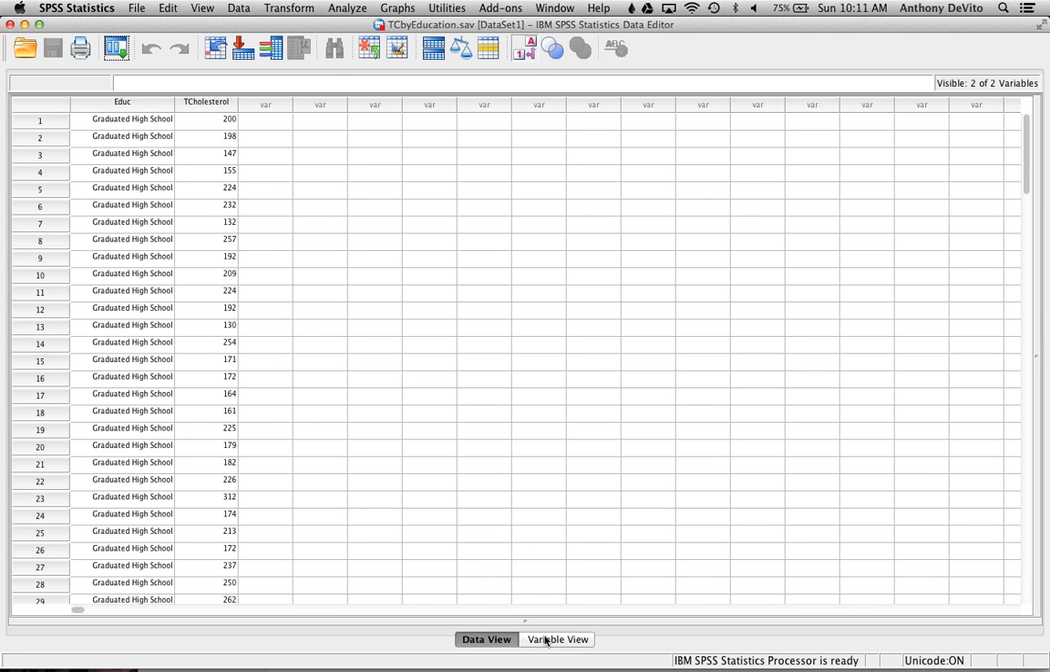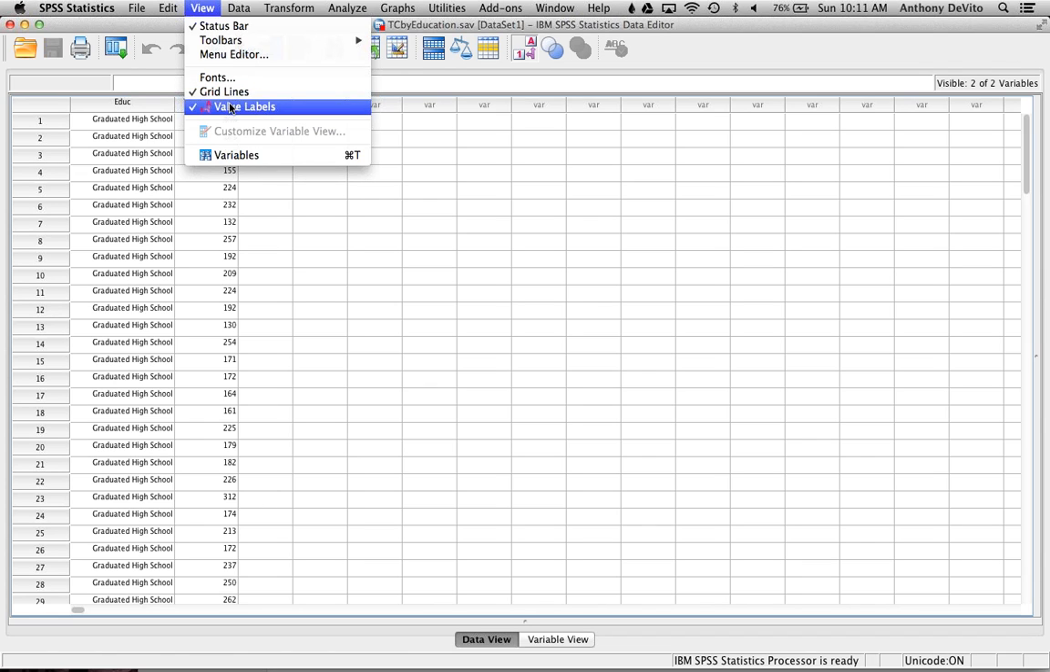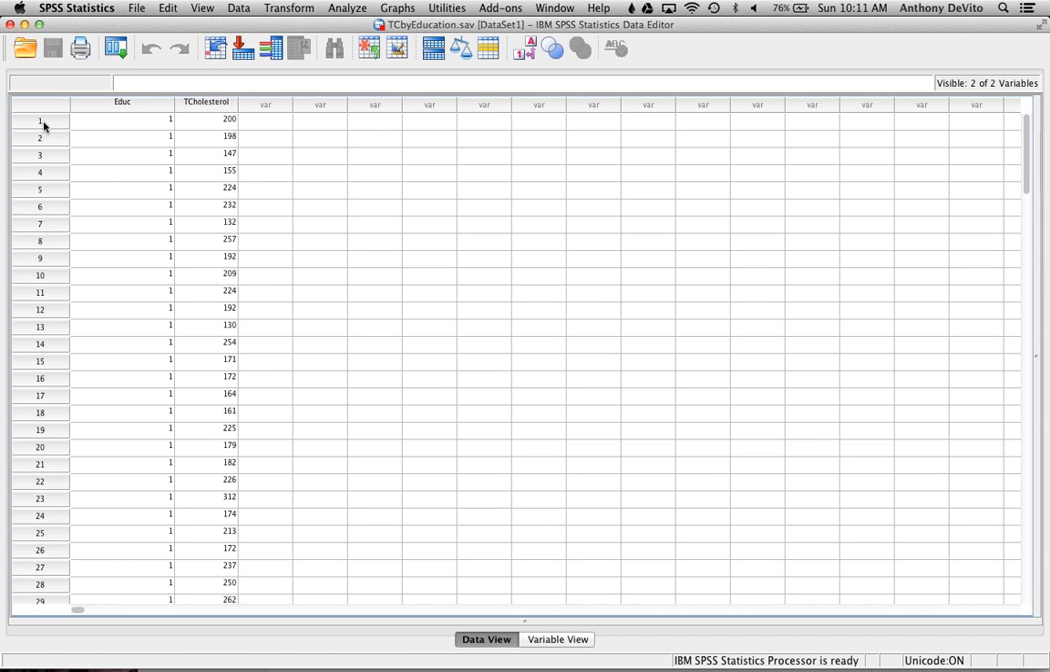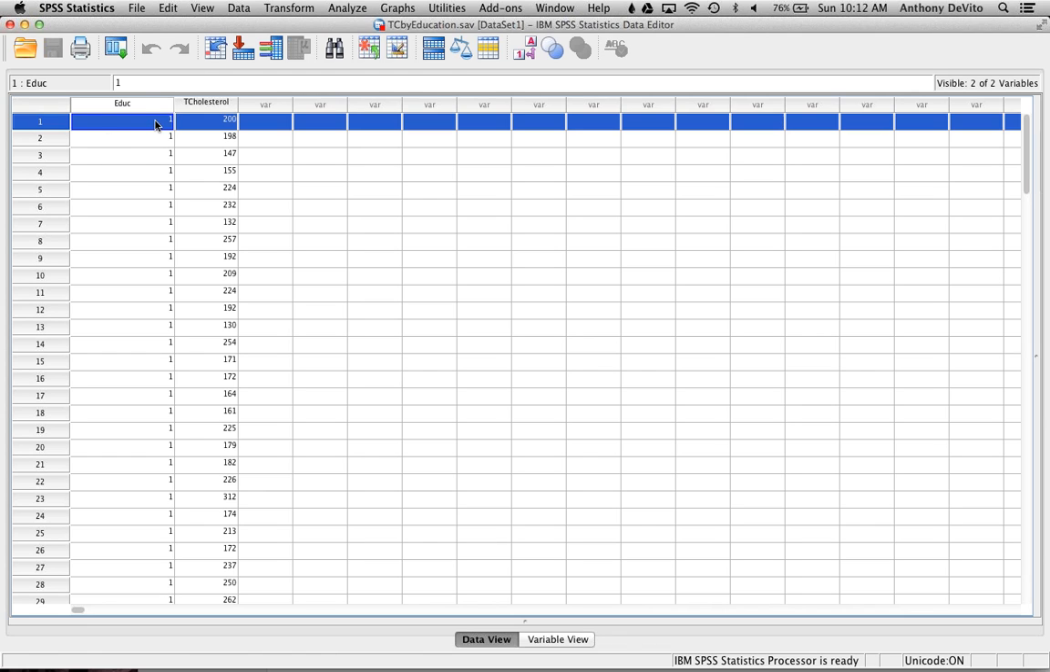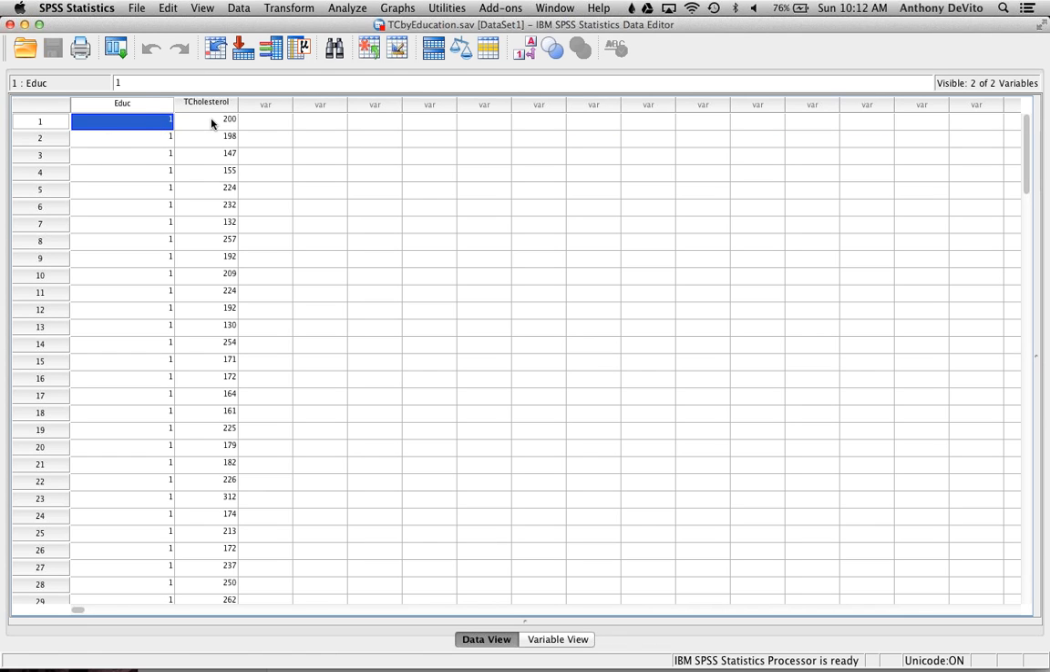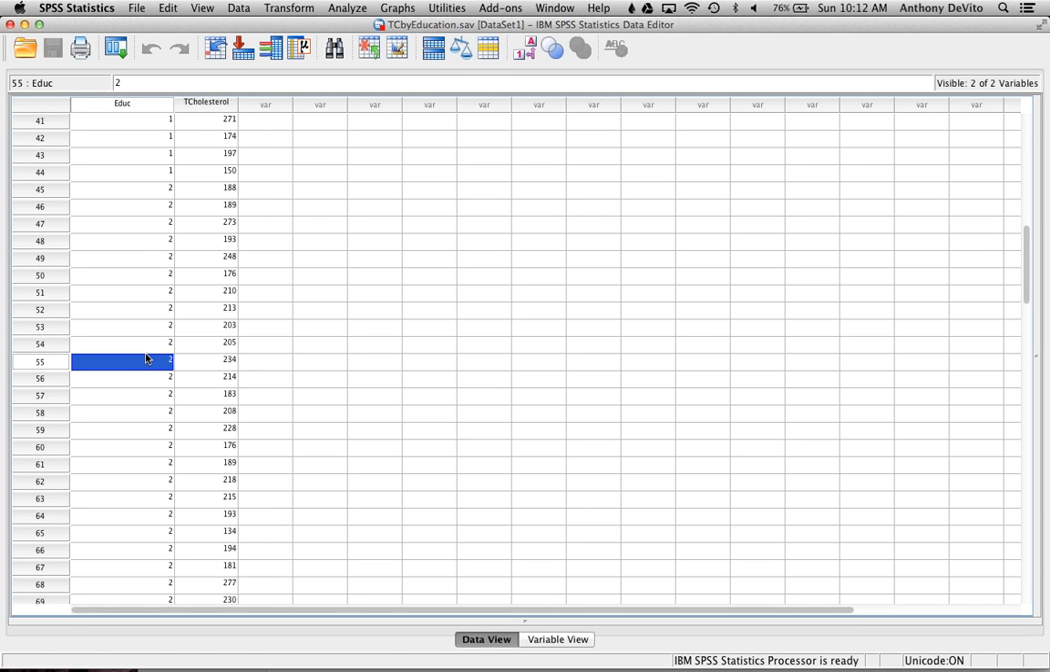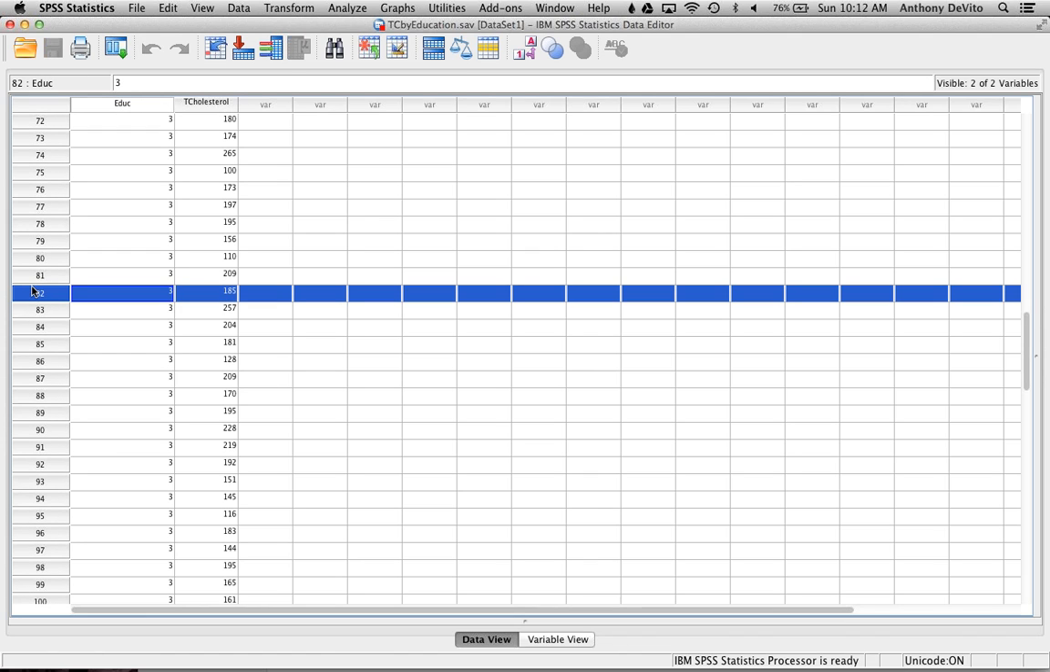You can see down on the bottom here, in my data view, I can click my variable view. I'm going to go up here to View and turn off value labels so you can see the numbers. So this first individual, his education level was 1, which we know is graduated high school, and his cholesterol level is 200. This person, number 2, had some college, and his cholesterol level was 234, and so on and so forth. This is old data, and it's interesting that 20 years ago, if you had less than a 200 cholesterol, you were considered in pretty good shape.